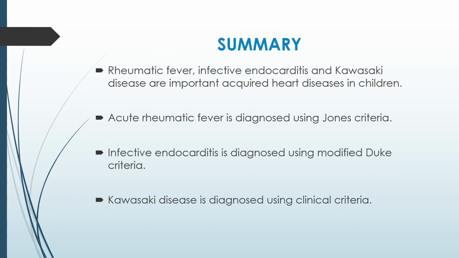In summary, rheumatic fever, infective endocarditis, and Kawasaki disease are important acquired heart diseases in children. Acute rheumatic fever is diagnosed using Jones criteria. Infective endocarditis is diagnosed using modified Duke criteria. Kawasaki disease is diagnosed using clinical criteria.